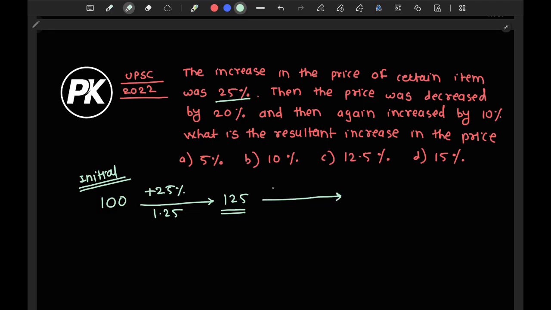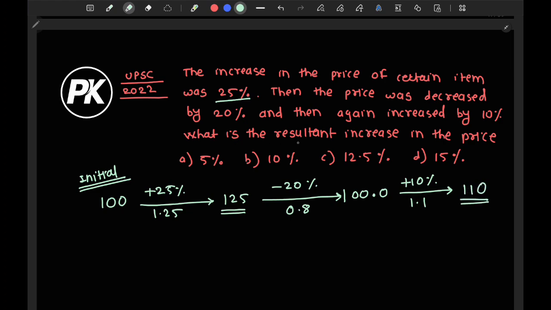Then the price was decreased again by 20 percentage. Can I multiply it by 0.8? Right? So 125 into 0.8. If I do this multiplication, again it is coming 100. And then again it is increased by 10 percentage. That means can I multiply it by 1.1? So again it will become 110.